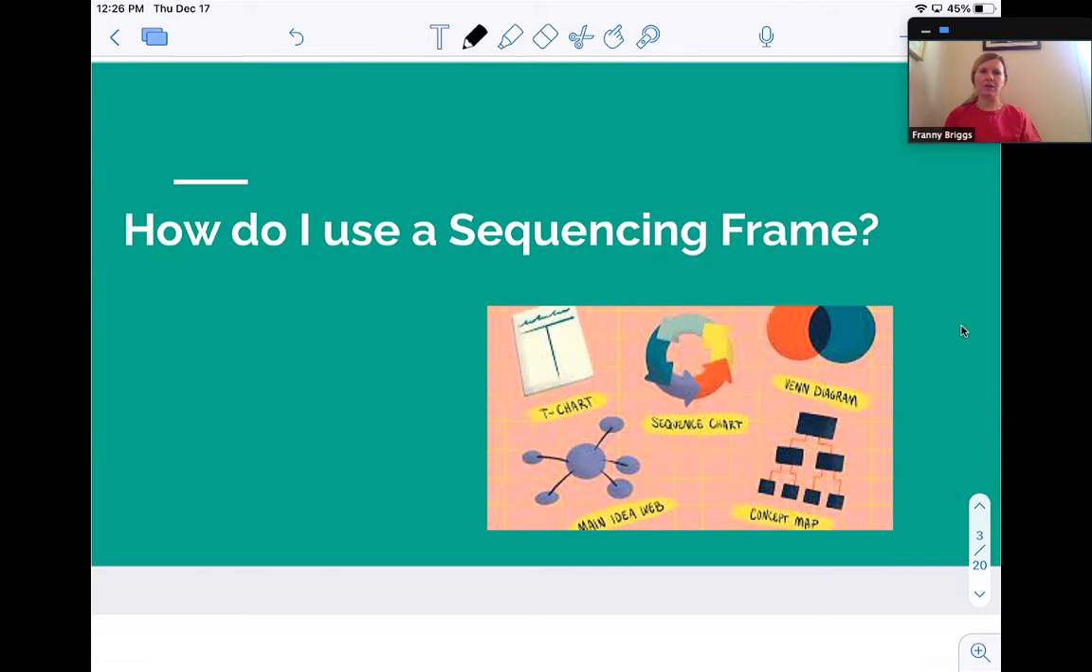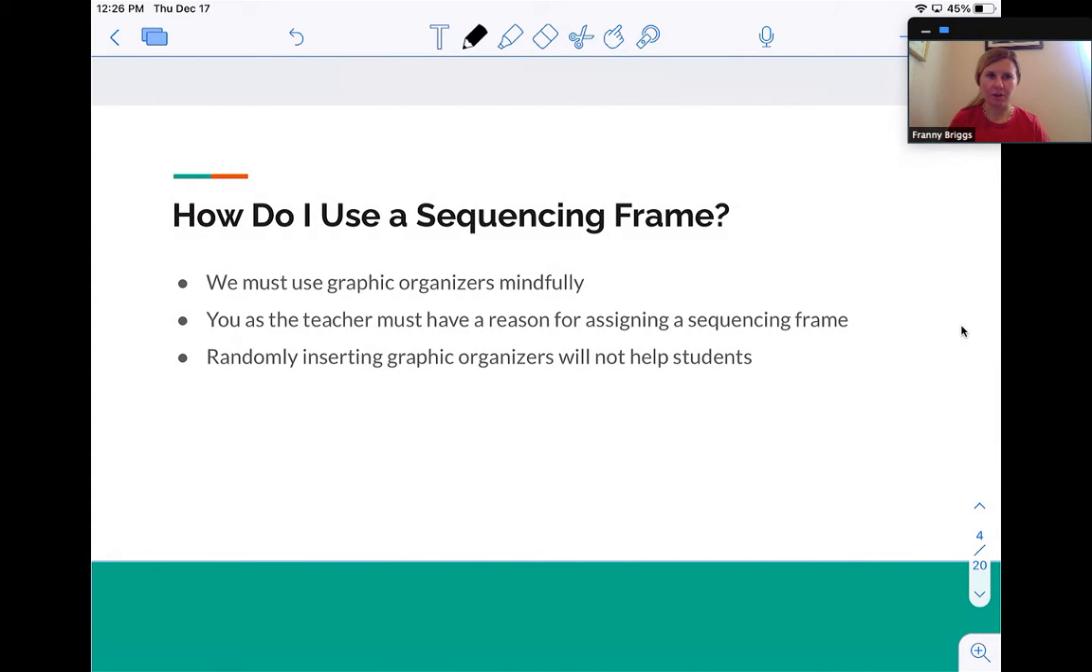Okay, so now let's talk a little bit about how we use sequencing frames. Again, another reminder, this is the same reminder from the Telling Frames presentation. We really want to use graphic organizers mindfully. And so that means with intention, you have a specific purpose in mind for why the students need to do this graphic organizer. If you are just randomly using graphic organizers without really integrating them into your classes, into your lessons, it's not going to make a big difference for students. And as we know, graphic organizers can make a really big difference for students and really help them learn effectively.